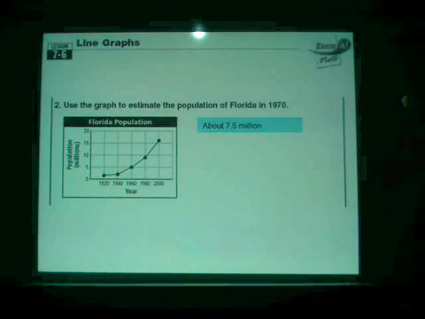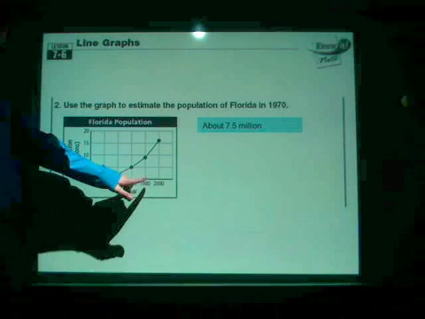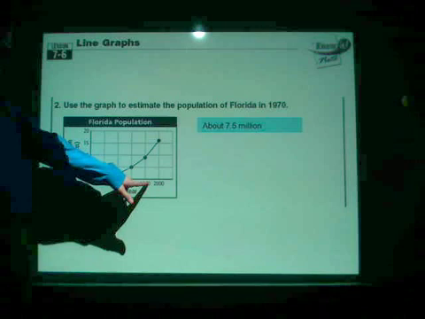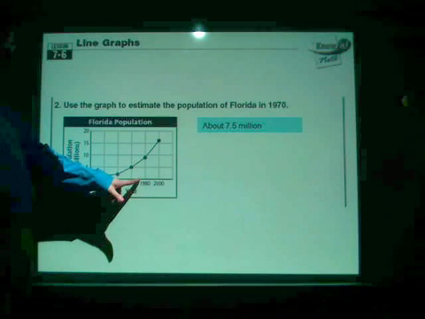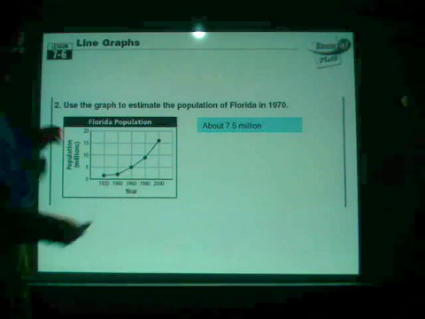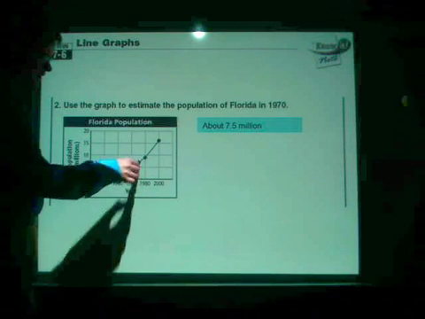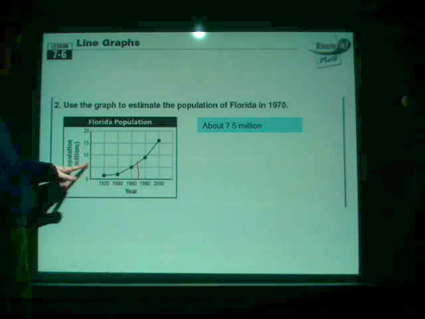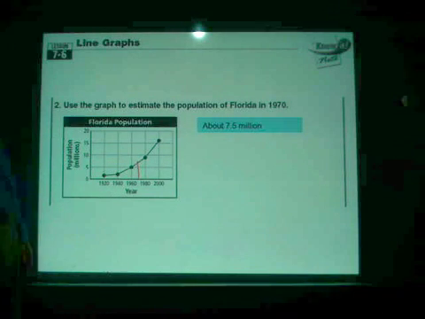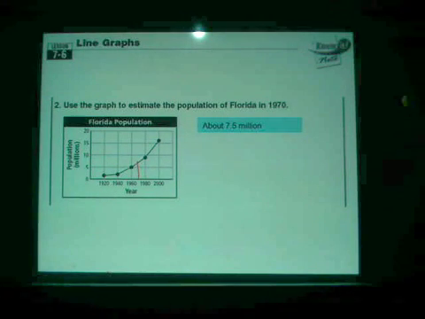Okay, here they're using a graph they used earlier, and they're asking us to use the graph to estimate the population of Florida in 1970. Well, remember what we did. 1960 is here, and 1980 is here. Halfway in between should be 1970. So if I go up from the halfway marker directly up and then read to the left, that number, whatever it would represent, would be the population of Florida in 1970.